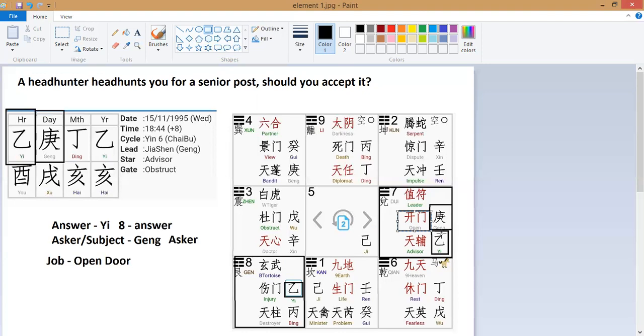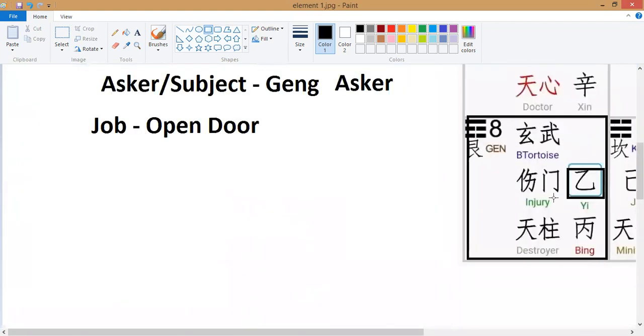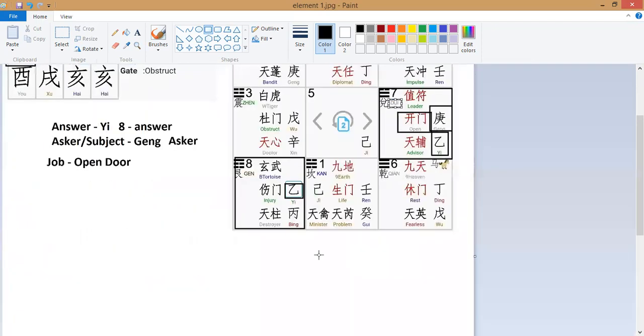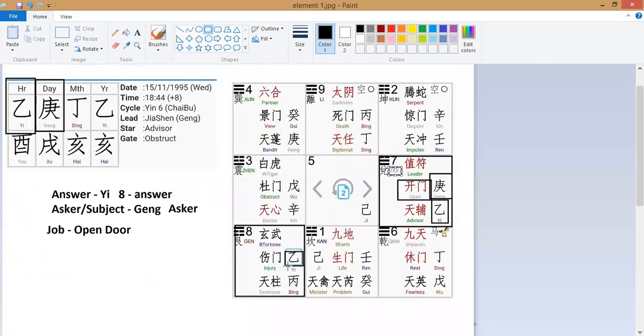And at the same time, we also have to see the asker and the answer itself, what is going to happen. This is box number 8, the earth element. How do you know it's earth? It's actually over here. We have a brown color. This brown color stands for earth. And the asker itself is metal, which is box number 7. Metal and earth. Earth produces metal. So in this case, the earth itself is producing the metal. That means the answer is producing the asker.